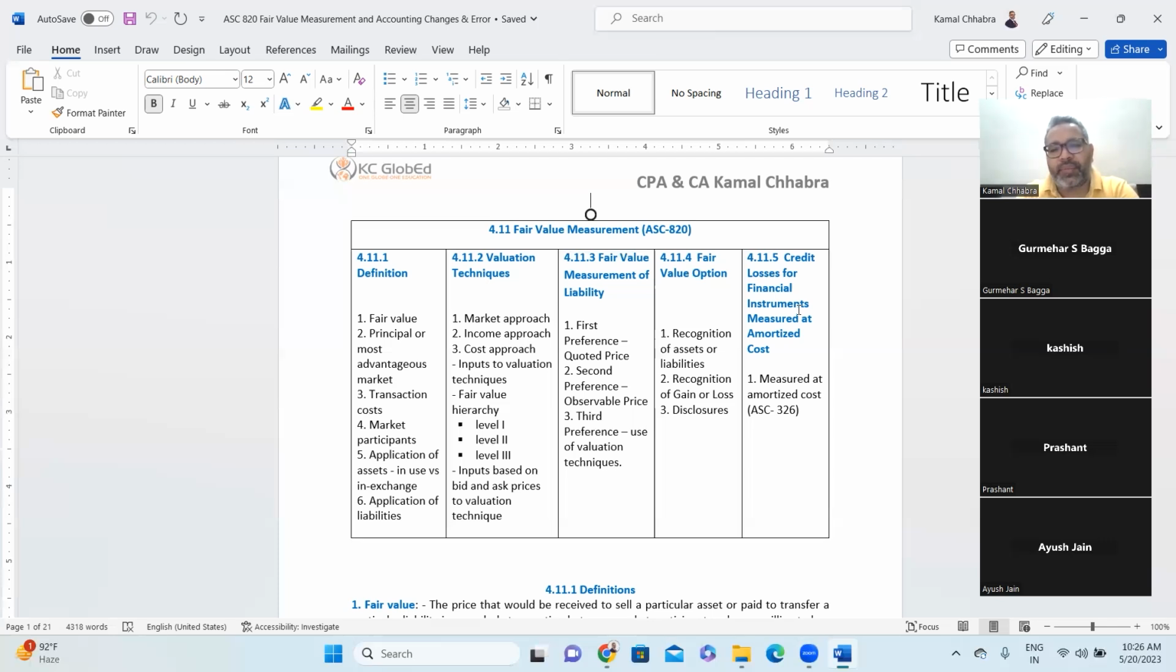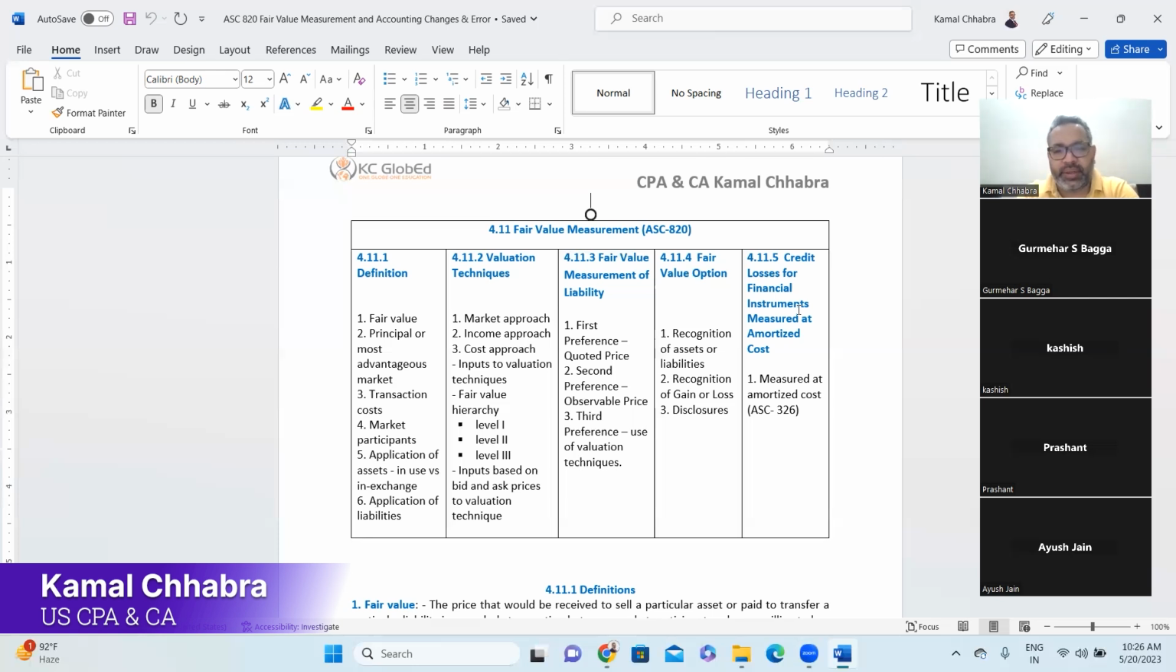Third, we'll be understanding the fair value measurement of liability. So far, in the first we have understood definitions, and second we understood techniques. Now we are doing the actual fair value measurement of the liability. So there are also 3 categories, where the first preference is quoted price. Quoted price basically, for example, in share market. So the prices which are being quoted in the traded exchange is called quoted price.